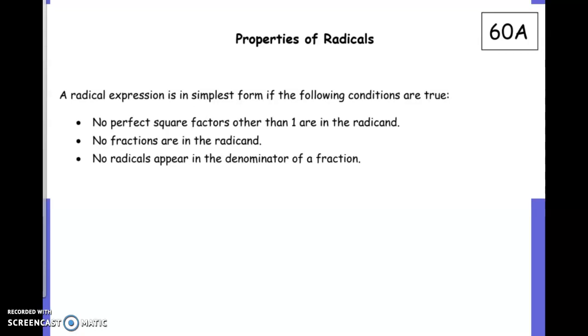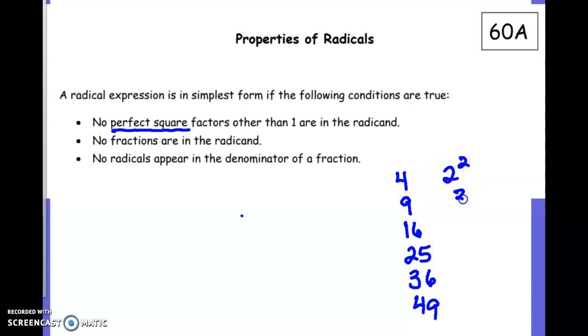So anyway, a radical expression is in simplest form if the following conditions are true. There needs to be no perfect square factors. Remember, our perfect squares would be 2 squared is 4, 3 squared is 9, 4 squared is 16, 25, 36, 49, and so on. Those are all perfect squares because we can represent them as 2 squared, 3 squared, 4 squared, 5 squared.